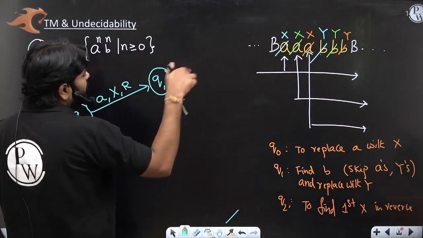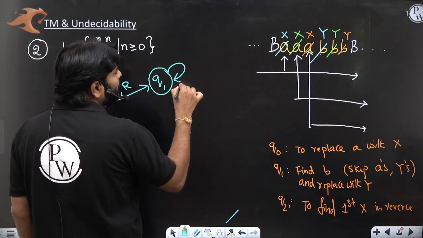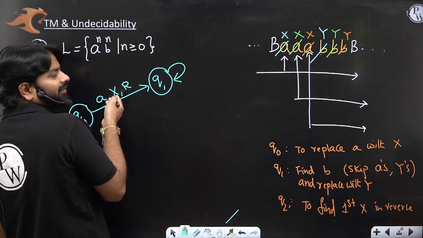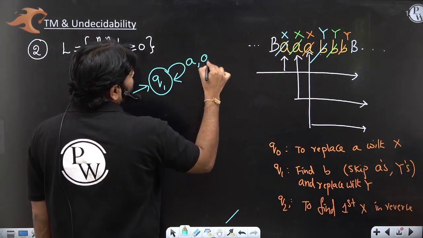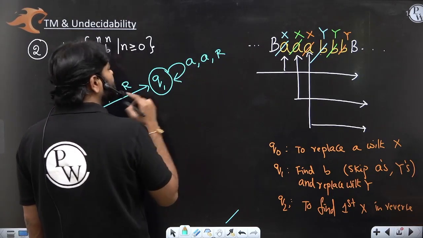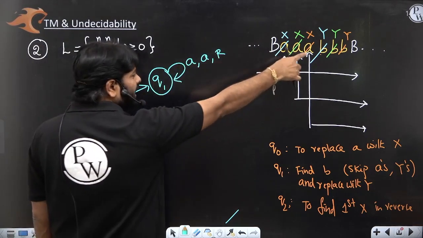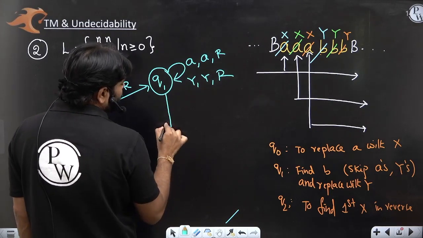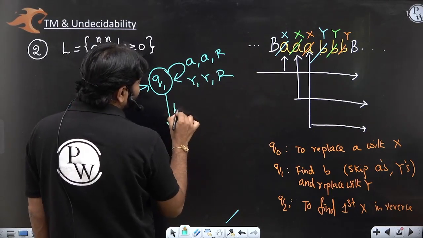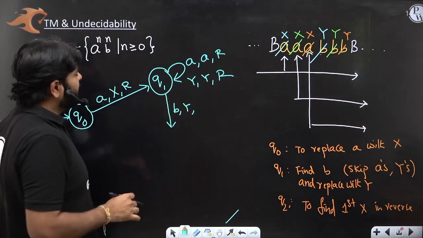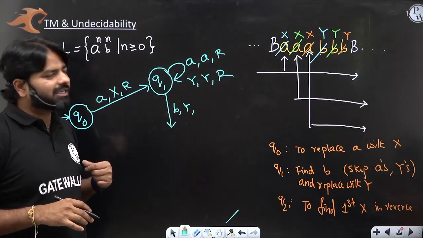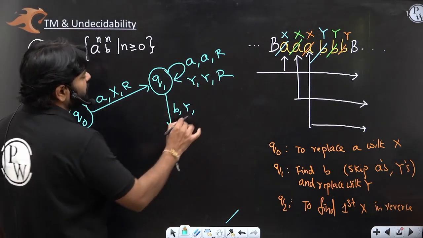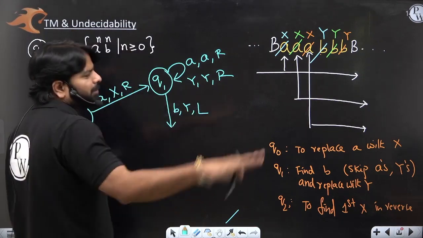To find the B, it has to skip many things. There might be A's just after the A written as X, and so many A's might be there; just move right. After some time you will see the Y's; when the Y's come you move right, because on B you are going to replace with Y. This is where one A and one B are matched. So this A is replaced with X, and anything in between you skip, and when the B comes you replace it with Y and move left, because the complete scan is over.